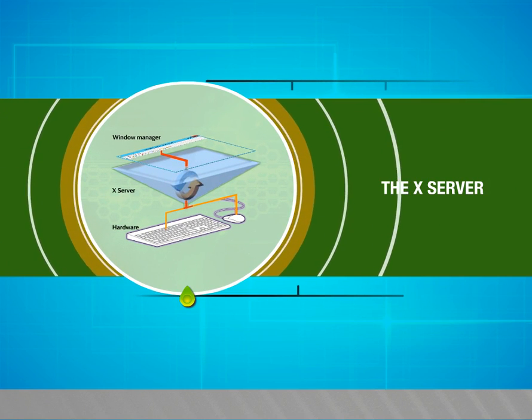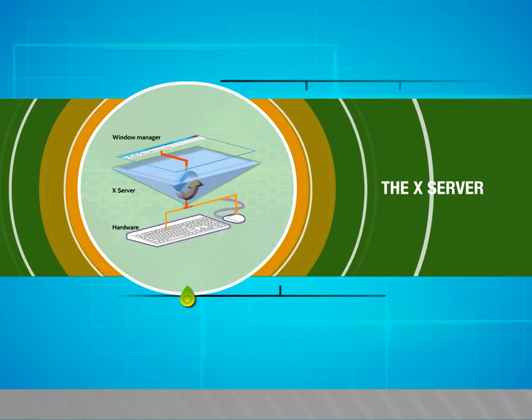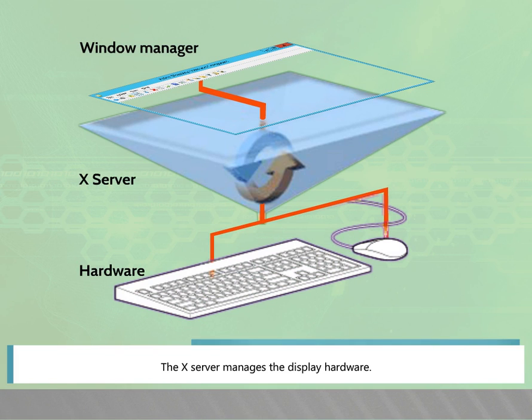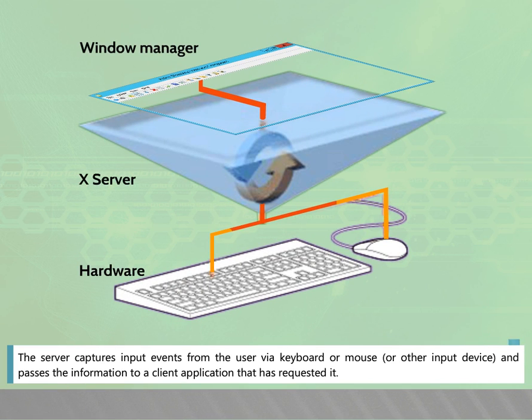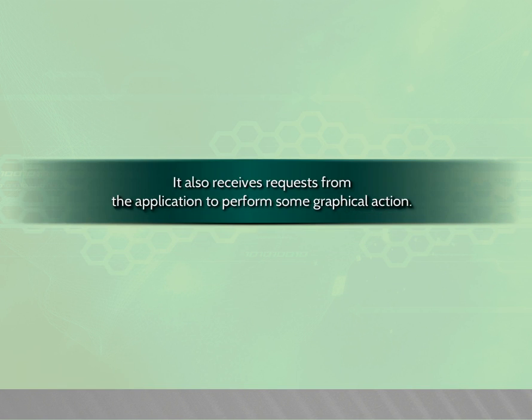The X server. In this video, we are going to see about the X server. The X server manages the display hardware. The server captures input events from the user via keyboard or mouse, that is, or other input device, and passes the information to a client application that has requested it. It also receives requests from the application to perform some graphical action.